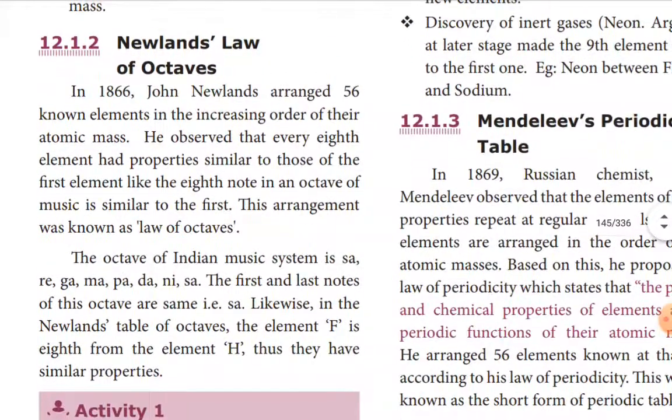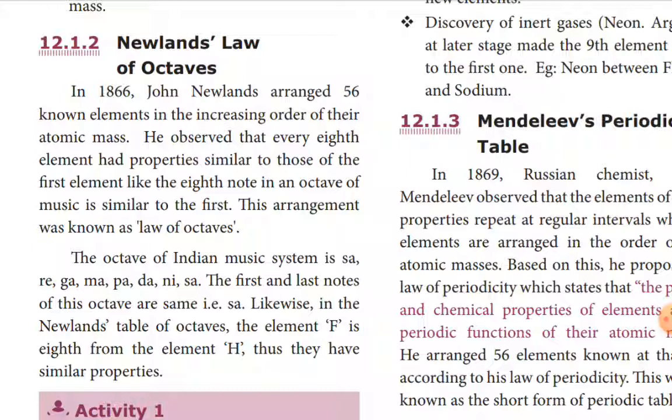The next scientist, Newlands' law of octaves. In 1866, John Newlands arranged 56 elements in the increasing order of atomic mass. So he also grouped the elements based on the increasing order of atomic mass. What he observed was that every 8th element had properties similar to those of the first element, like the 8th note in an octave of music is similar to the first. This arrangement is called the law of octaves. So he arranged the elements 8 by 8.